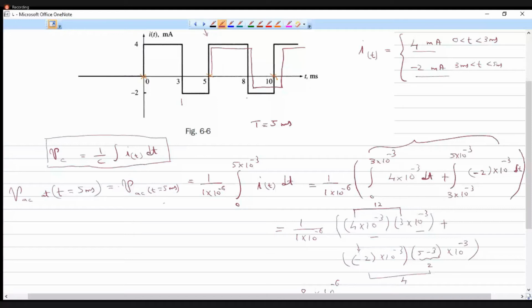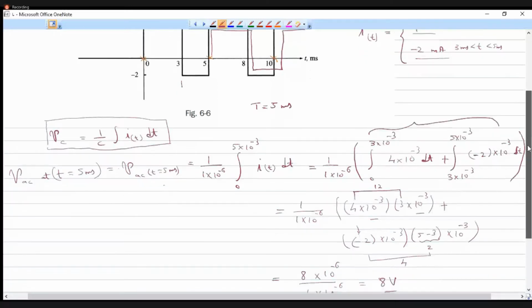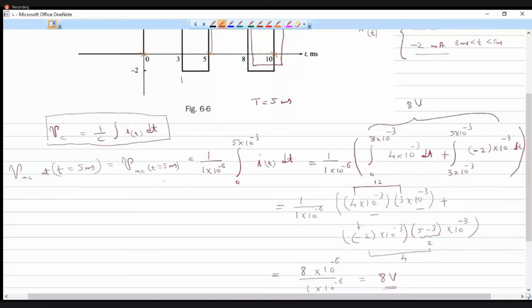And for the time interval 8 millisecond to 10 millisecond, I have to integrate with minus 2 into 10 power minus 3. So what is the net value of this integration? The net value of this integration is resulting in an addition of 8 volt for each cycle. Am I right? Are you able to understand what I'm telling? Or you can substitute this and find. So if you want to find out what is the V_C at t equal to 10 millisecond, you can substitute this as 1 into 10 power minus 6, and the limit is from 0 to 10 millisecond, 10 into 10 power minus 3 I of t dt.